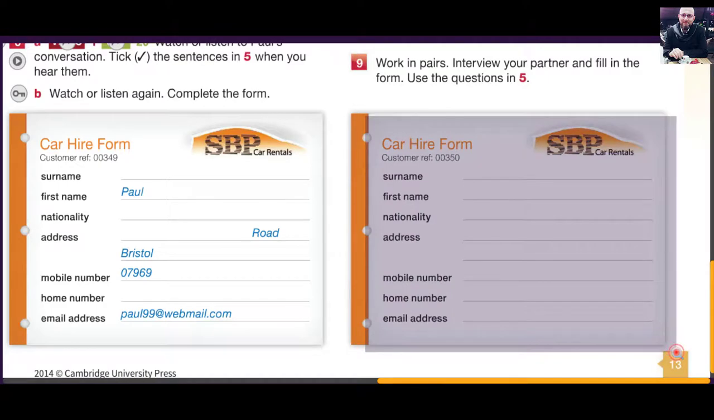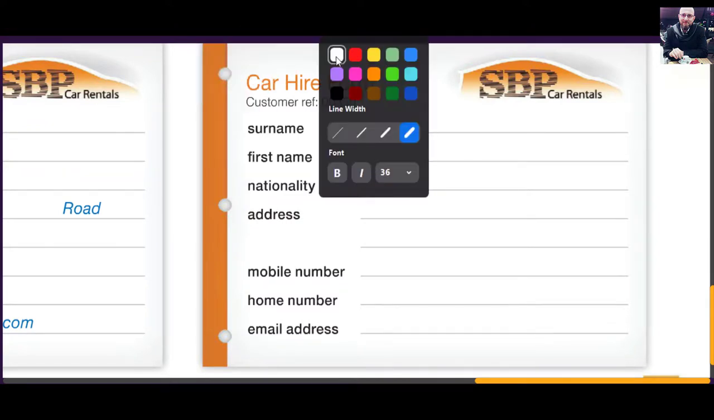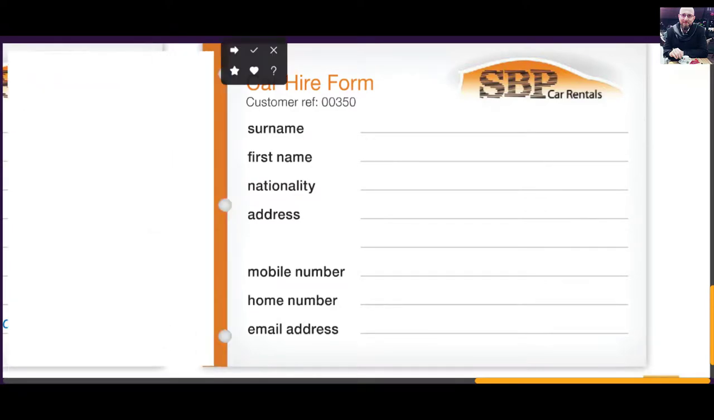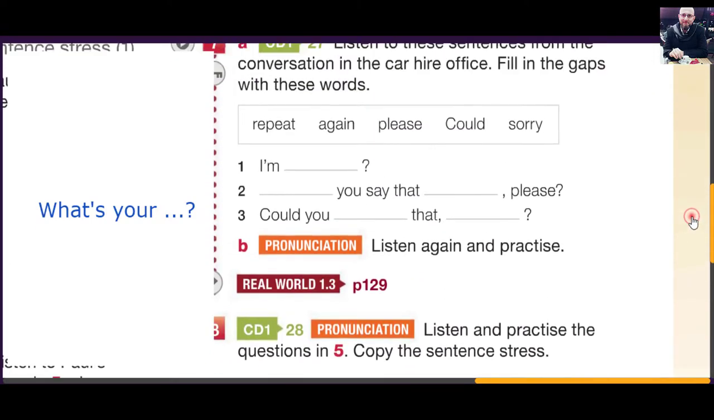in this exercise, you ask your friend these questions to practice. If you study with a friend, you can ask the questions, or if you are in the class, of course, we will do this in pairs together. So what's the question here? For example, you will say, what's your surname? What's your first name? What's your nationality? What's your address? And in the same way, if you ask your friend and you don't know, or you didn't hear the answer, you say, for example, I'm sorry. Could you say that again? Please use these.